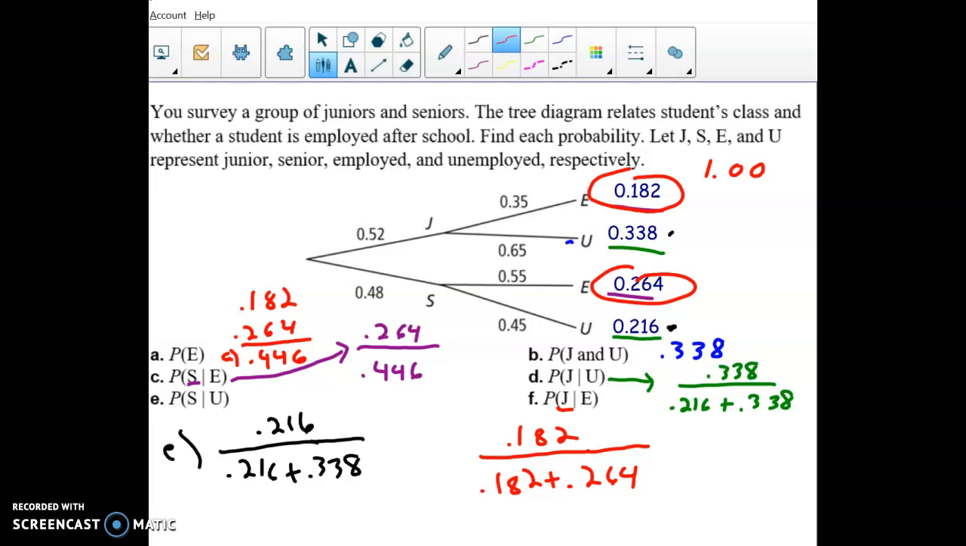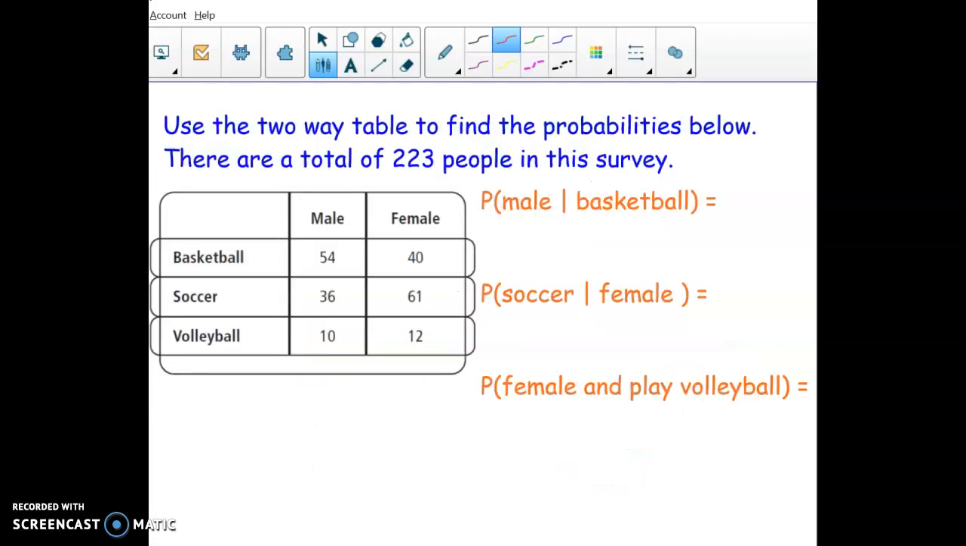All right, so that's conditional probability with a tree. And then the other thing that I think is pretty hard is to be able to use these two-way tables and do a conditional probability with that. So again, I would pause it and see if you can make sense of these three before watching the rest of it.